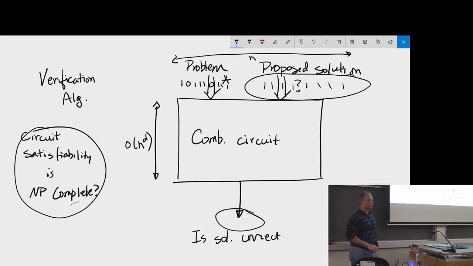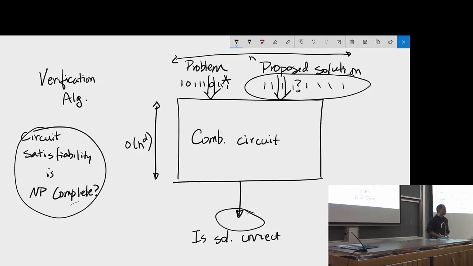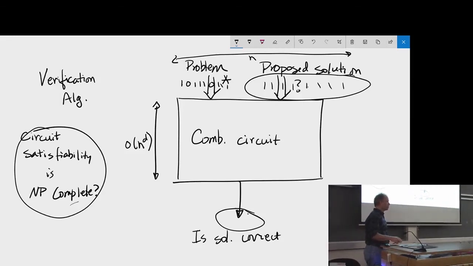If you could solve circuit satisfiability in polynomial time, wouldn't that mean P equals NP? Sure. I'm sorry, this might be backtracking a little bit, but are we just assuming that circuit satisfiability is NP complete then? No, we're proving it. The whole point is to prove circuit satisfiability is NP complete, because then we can reduce every other problem to it. To prove that, you have to prove that every problem reduces to it.